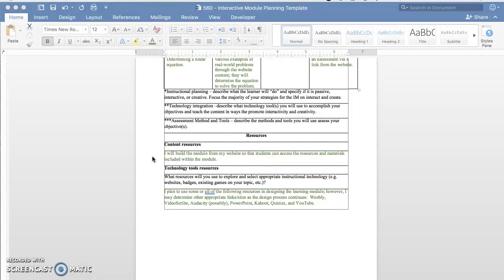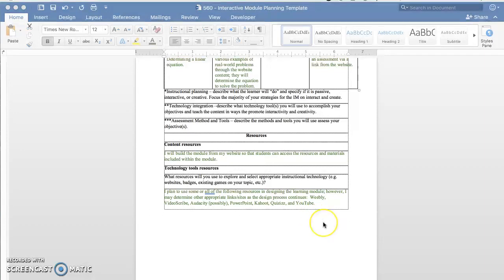So there may be some that don't appear here, and there may be some that appear here that I decide not to use later on, but I know I'll use Weebly because that's where the website's located. Video Scribe if I want to put together an interactive piece that's not an outside YouTube video. Possibly Audacity because of the ability to record audio and do some editing. PowerPoint, Kahoot, and Quizzes are great external links for practice. And of course YouTube, because I know there are videos that I'm already going to link there.